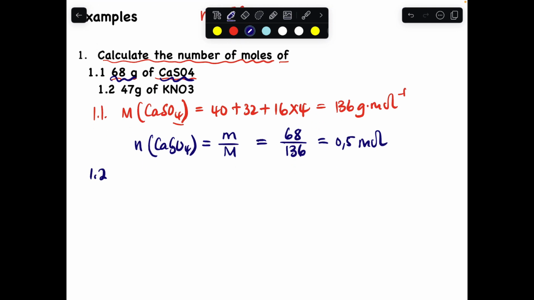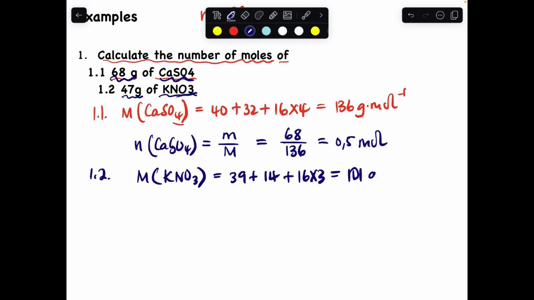Let's go to 1.2. At 1.2 it says calculate the number of moles of 47 gram of potassium nitrate. So the first thing there, we're going to calculate the molar mass of potassium nitrate, which is going to be, the potassium is 39. Looking at the periodic table, it's going to be 39 plus 14 plus oxygen, it's 3 of them, 16 times 3, so it's going to be 101 gram per mole, right?